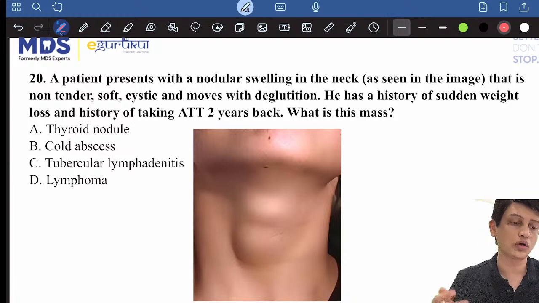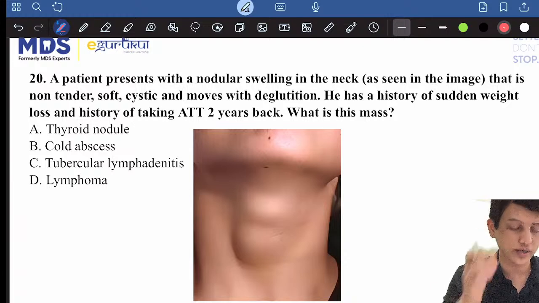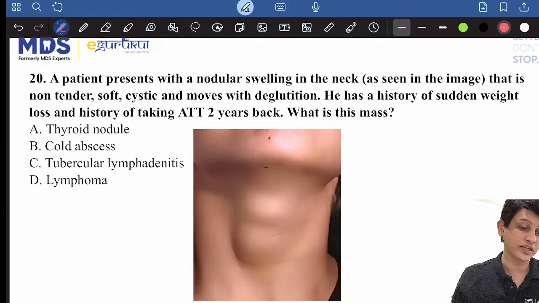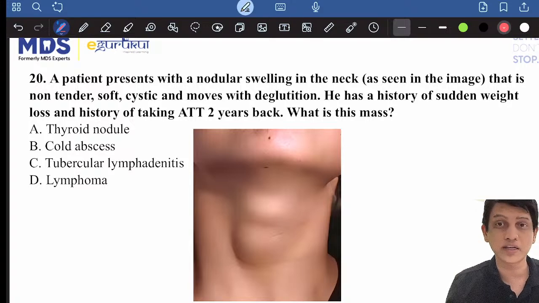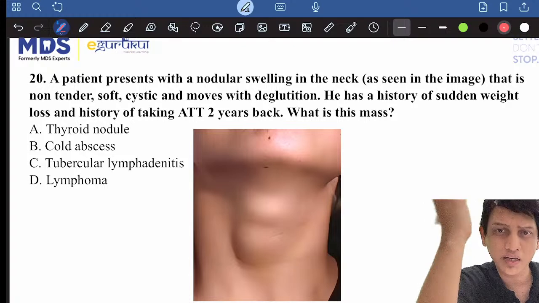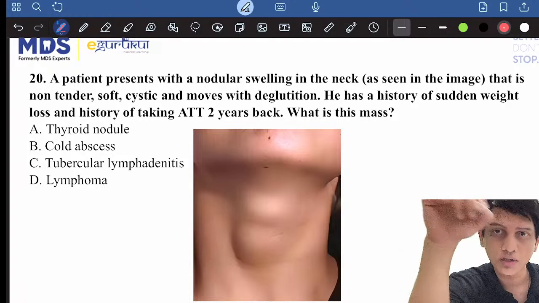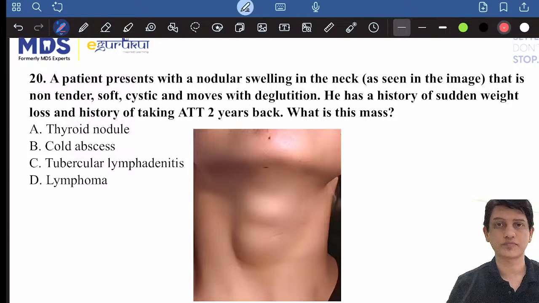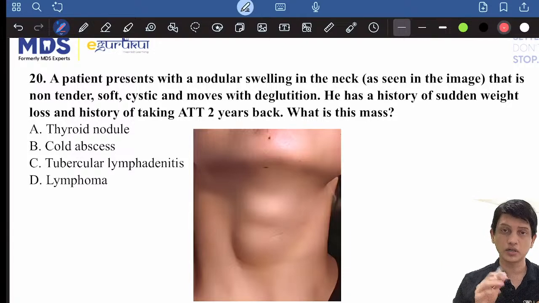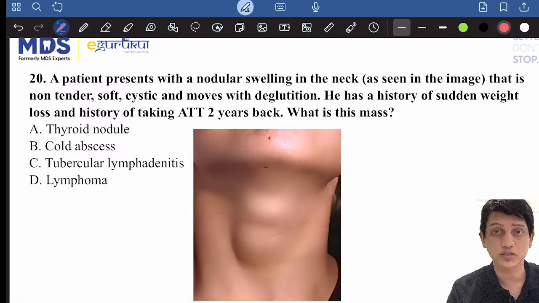Okay, how to rule out? Don't suddenly get confused or distracted by something like TB. Just because ATT is mentioned, you think it must be tubercular lymphadenitis or cold abscess. No, look at the entire question. All the features should match for that particular swelling or answer. Only then can you go with that.